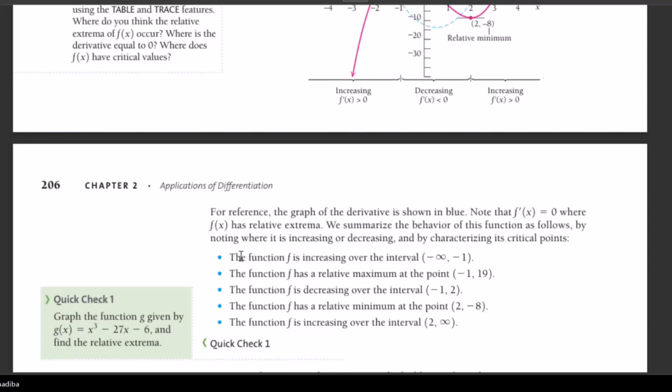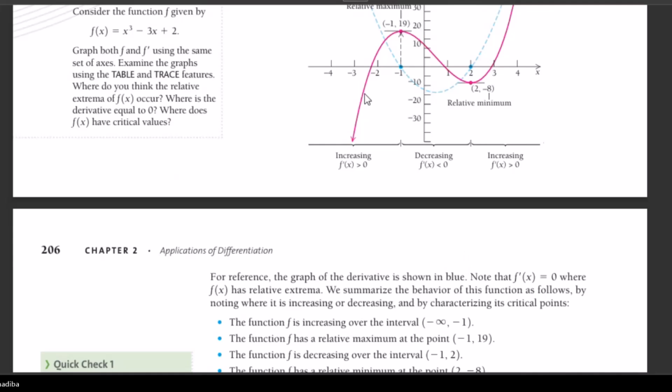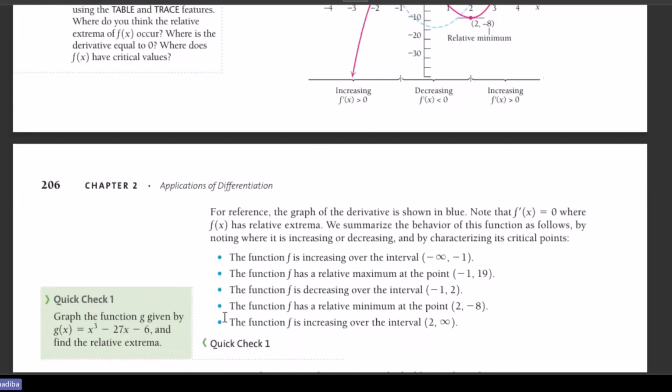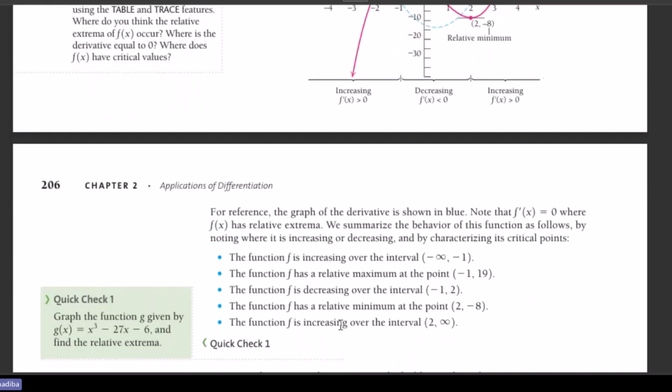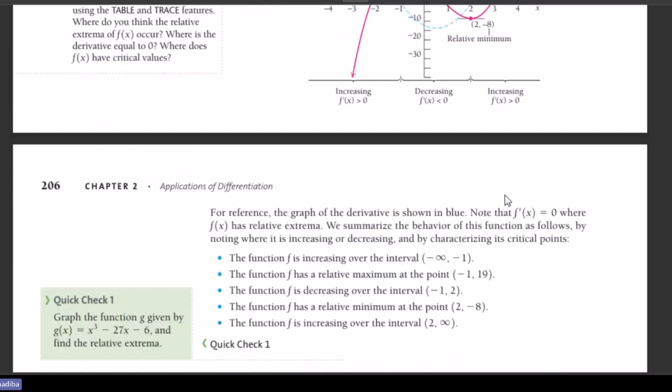Now, we'll have to explain or tell them that the function f is increasing over the interval -infinity and -1. Then the next thing that is there, the function has a relative maximum at the point -1 and 19, which is that one. The next one, the function f is decreasing over the interval -1 and 2. It's this one. The function f has a relative minimum at the point 2 and -8. And finally, the function f is increasing over the interval 2 and +infinity. In that case, then you would be done.